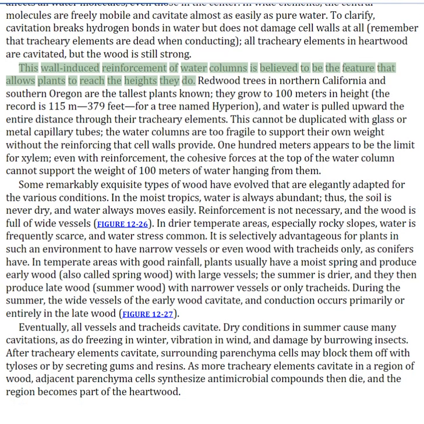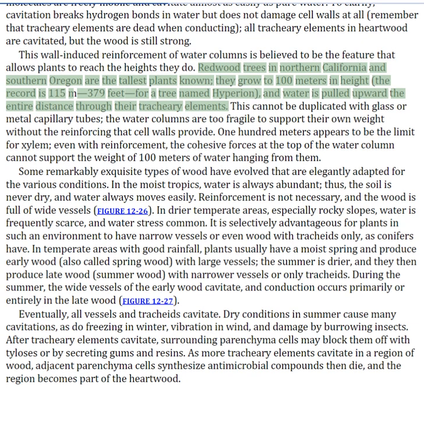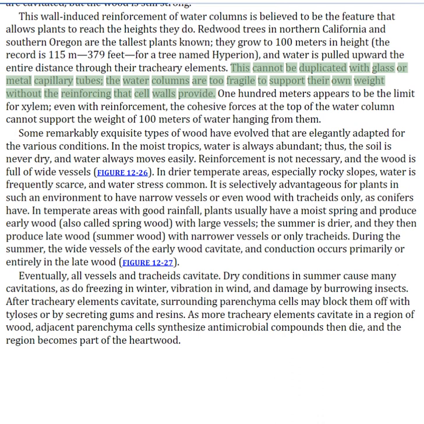This wall-induced reinforcement of water columns is believed to be the feature that allows plants to reach the heights they do. Redwood trees in Northern California and Southern Oregon are the tallest plants known. They grow to 100 meters in height, and water is pulled upward the entire distance through their tracheary elements. This cannot be duplicated with glass or metal capillary tubes. The water columns are too fragile to support their own weight without the reinforcing that cell walls provide.